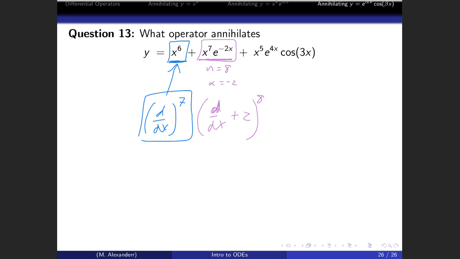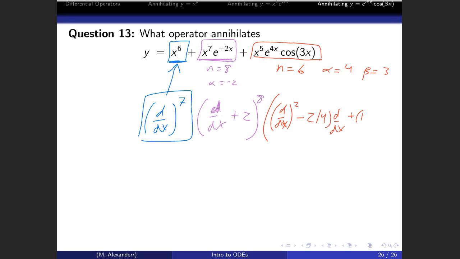Now let's move on to the third term. So the third term is a little bit more involved. So we have to identify the n. So the n is going to be 6 because it has to be one value bigger than the power on the x. Then we also have to identify the alpha. The alpha in this case is equal to 4. And then the beta in this case is going to be equal to 3. And so the operator that annihilates this red function is going to be, so I need to write this down a little bit smaller, the derivative squared minus 2 alpha, so 2 multiplied by 4, 2 alpha d dx, plus alpha squared, which is 16, plus beta squared, which is 9, and then the whole thing raised to what power? The power 6.